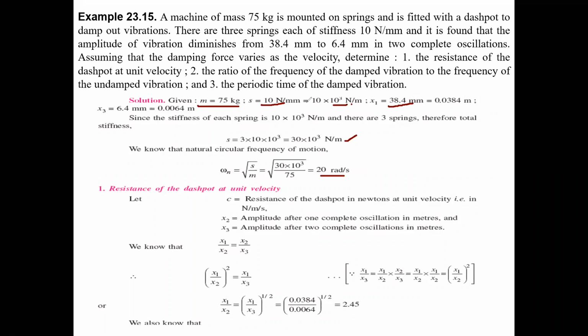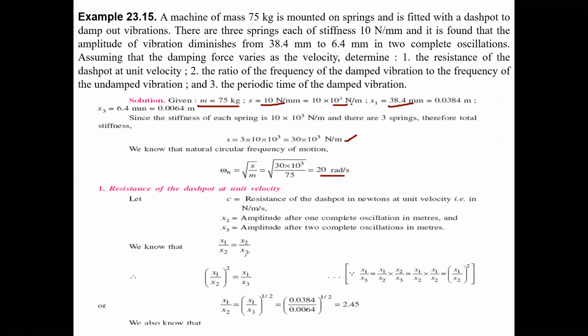Now going to find our unknowns. Those are the resistance of the dashpot at unit velocity. Let us represent the resistance of the dashpot with C. C equals the resistance of the dashpot at unit velocity. The amplitude after one complete oscillation in meters is x2, and the amplitude after two complete oscillations in meters is x3.